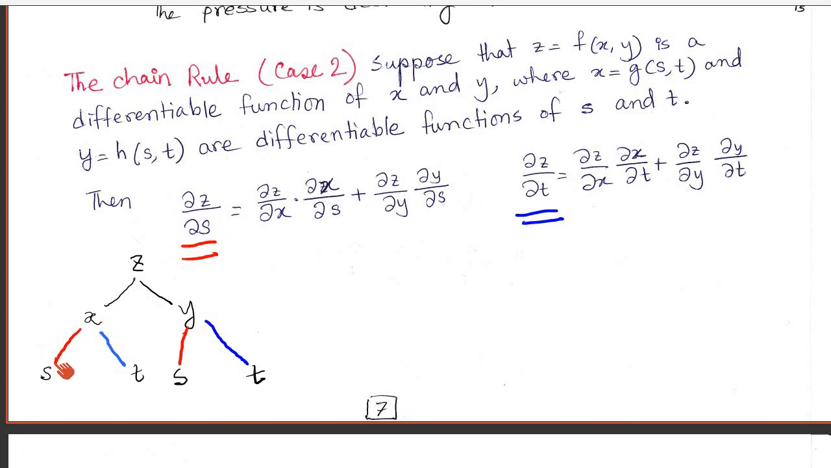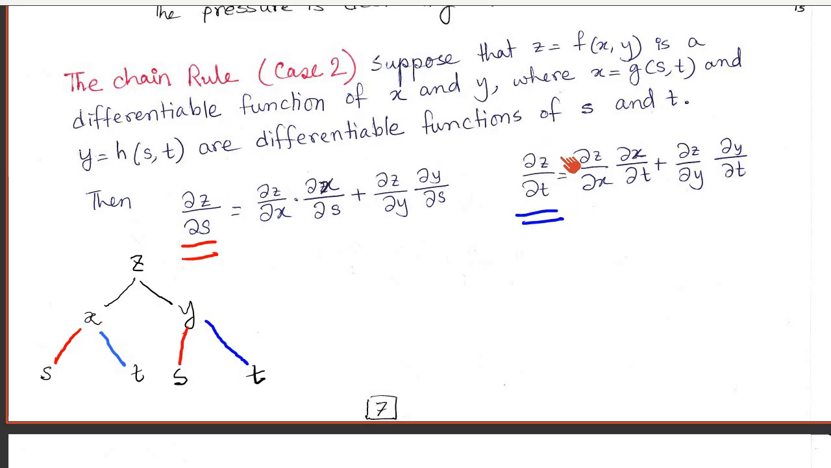Derivation of z with respect to s. So look at the red segment. dz by dx, dx by ds. Segment 1. dz by dy, dy by ds. Segment 2.